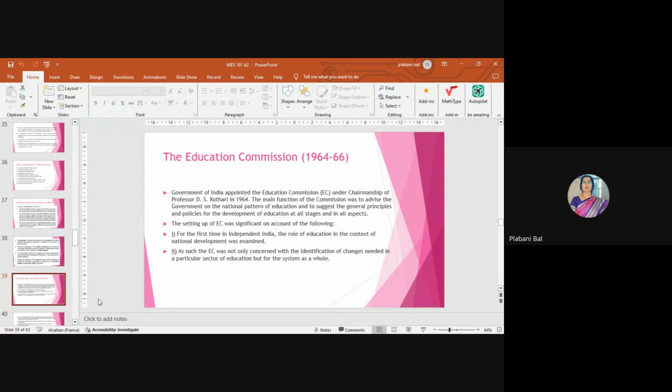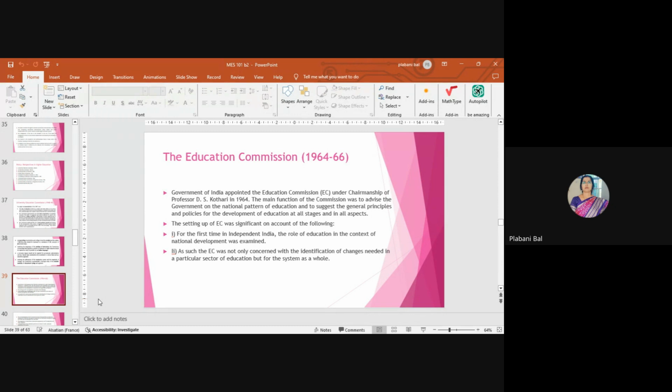Then another aim or objective of the commission was a new social order, to create a new social order based on freedom, equality, and justice. To achieve this objective, they thought the requirements should be fulfilled through reorganization of education. So this is another objective. First objective was a national system of education. Second objective was a new social order. Third objective, they have taken qualitative and quantitative education at all levels.